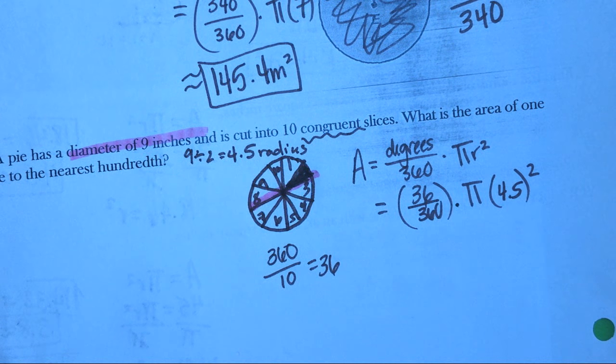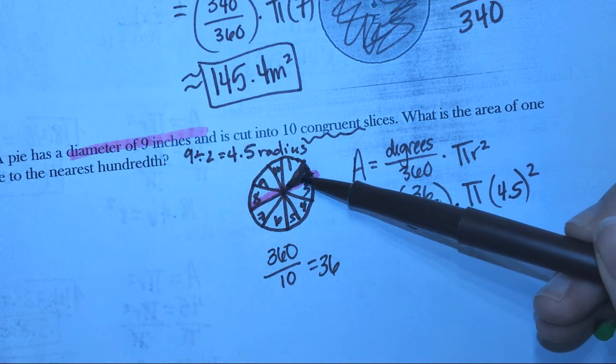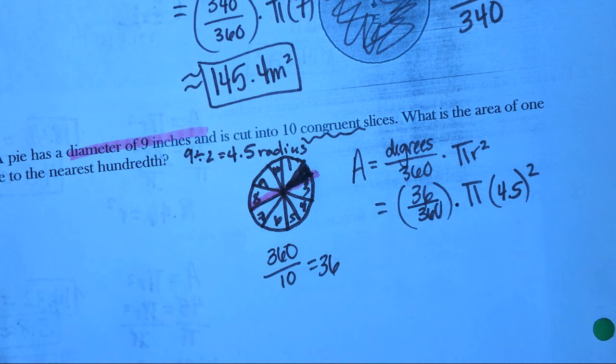Keep in mind, I've seen some just this easy on the ACT. However, the only way they step it up a notch is instead of it being just one slice, they'll take out 2. So then instead of 36 degrees, you would have to do 72 degrees because 36 times 2 is 72. That'd be my only thought.